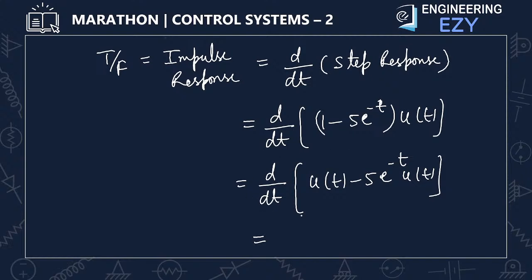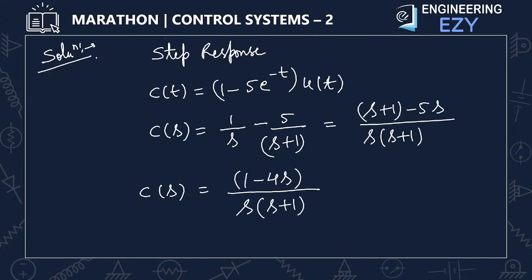Because at t equal to 0, it is not 0. That is why this method will give you the wrong answer. So don't use this method for this type of problem. Use the s domain method, because the s domain is error free. If you solve the transfer function in the s domain, it is an error-free answer.